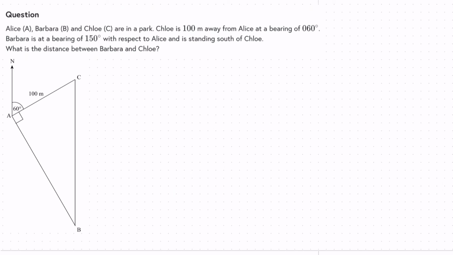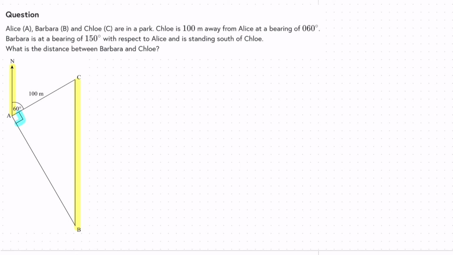In this next question, we're asked to find the distance between Barbara and Chloe, which is this line here. We're given some information about a bearing, and also I can see that this is a right angle triangle. Another thing that I know is that the line C to B is parallel with the line A to N. So these are in some sense similar. And I know that because C to B is going south.